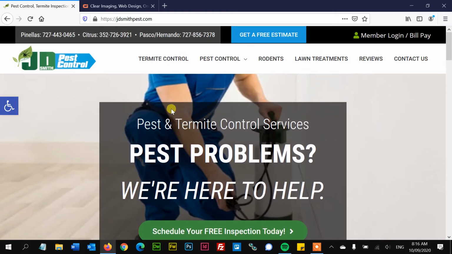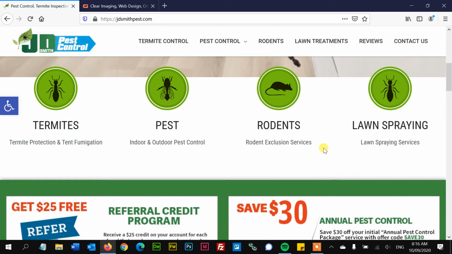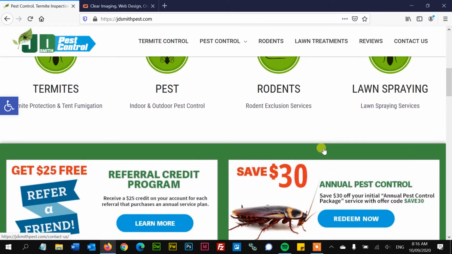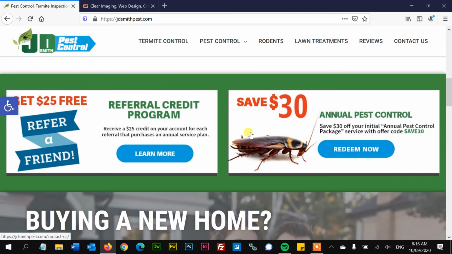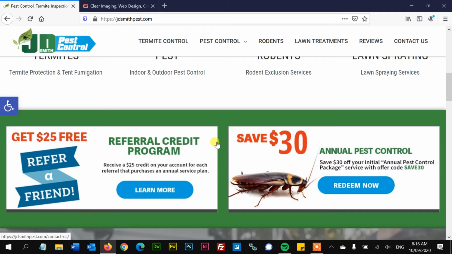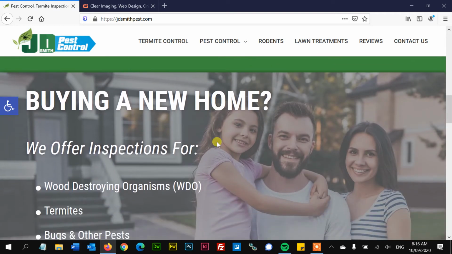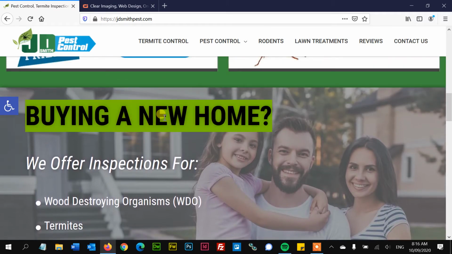And then we could make some space by shortening this. But that's really important to get those trust logos towards the top so people see right away that you are a trustworthy person to go with. So they got services, and they're jumping right into coupons, which is not something I would do, but fine, they can do whatever. And then they're going into a specific service if you're buying a new home.